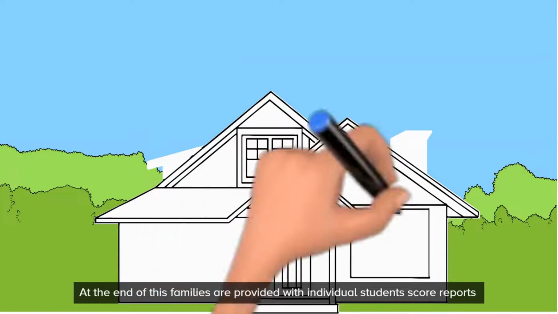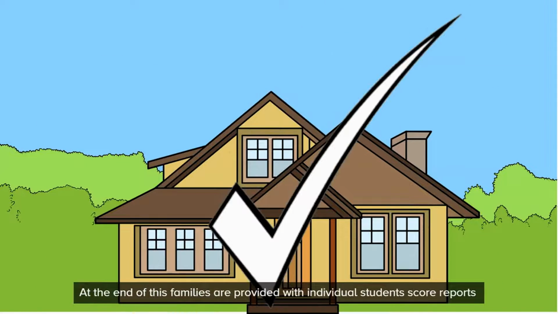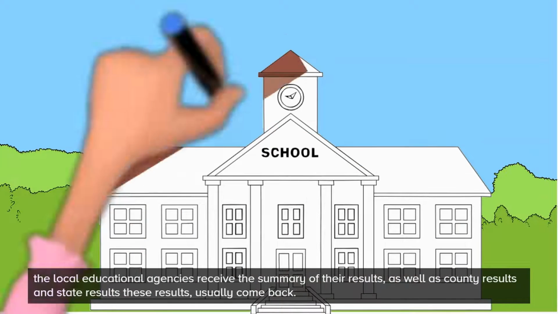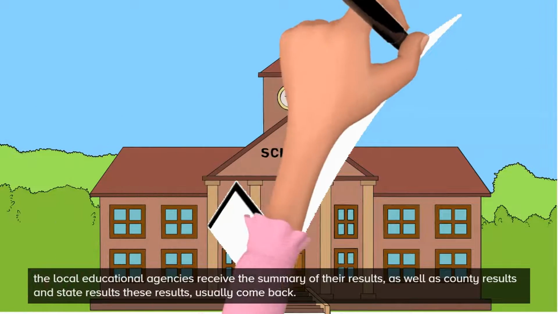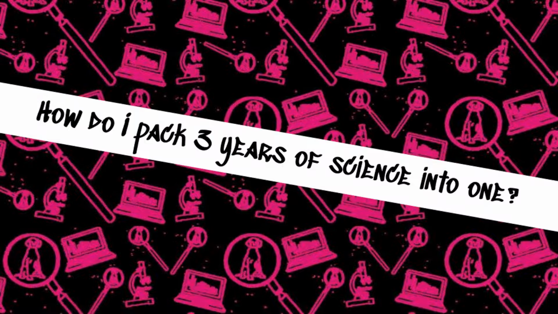At the end of this, families are provided with individual student score reports, and the local educational agencies receive the summary of their results, as well as county results and state results. These results usually come back early fall, usually by the end of September, but I don't have a specific date yet as to when they will be released for this year. We'll have more information on that as the testing season approaches.